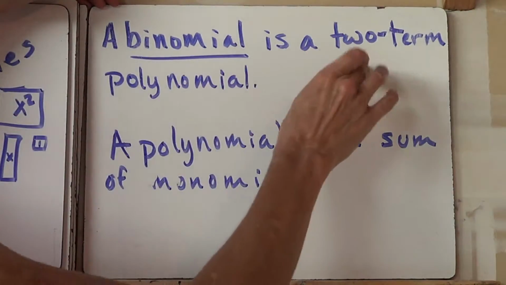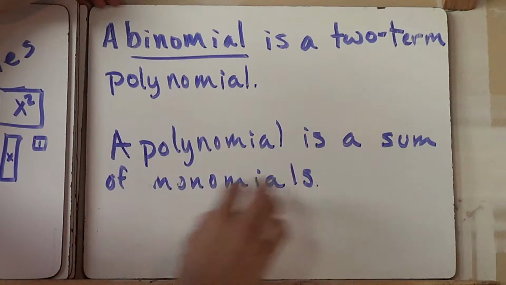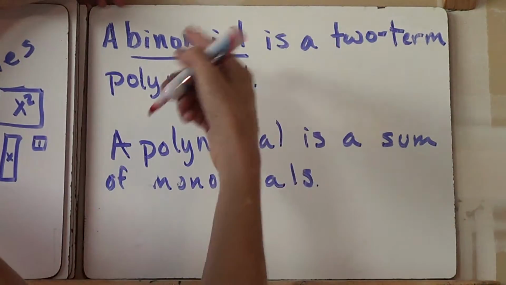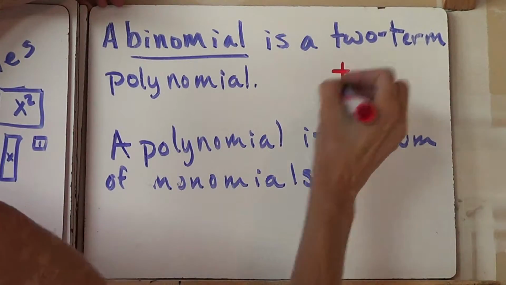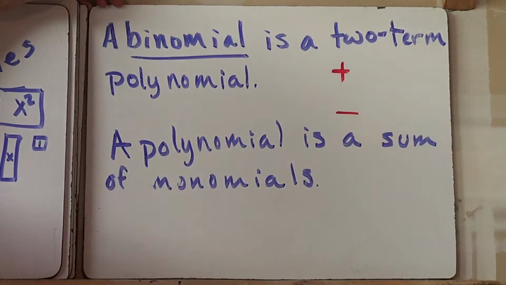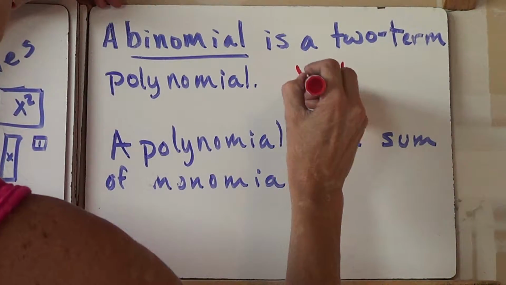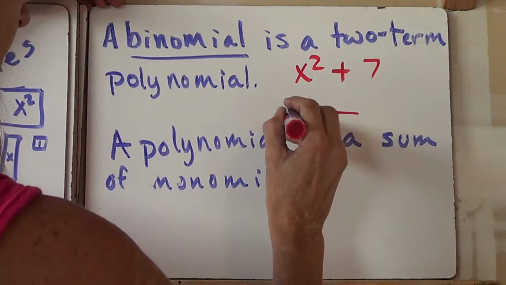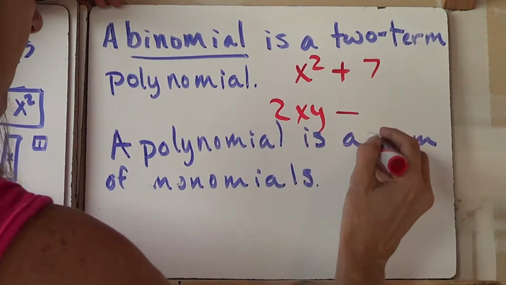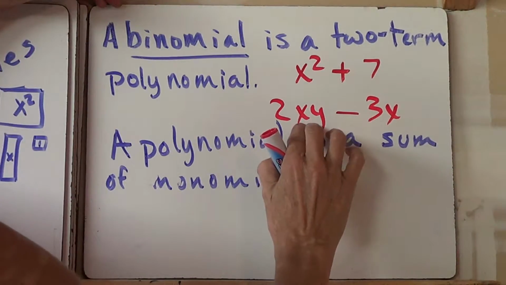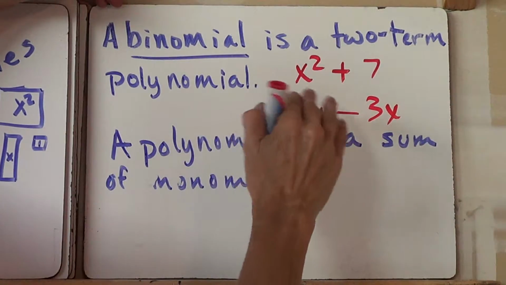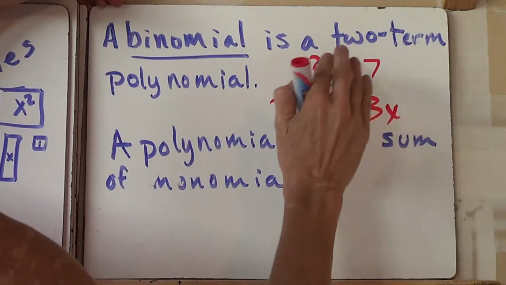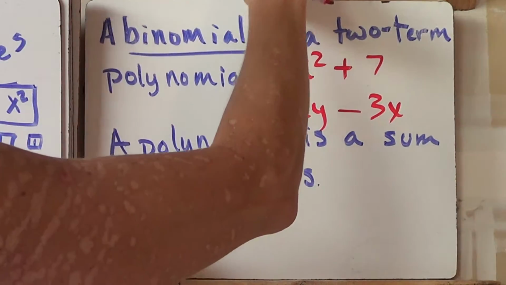So a binomial is a two-term polynomial, and polynomials are a sum of monomials. So basically, to have two terms, you would have to have a plus between two items or a minus. Those items could not be like terms, or else you would add them and have a monomial. So you could have like x squared plus 7, 2xy plus 3x. As long as their variables are not identical, then they couldn't be combined, and that would be two terms, one plus or minus between them, and that constitutes a binomial.